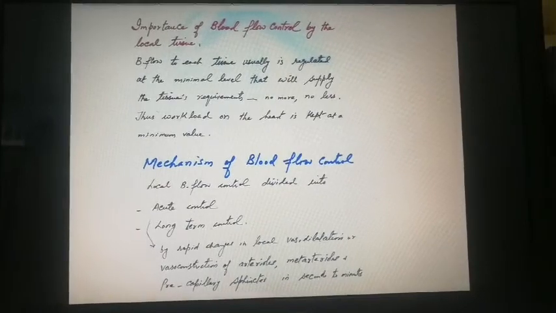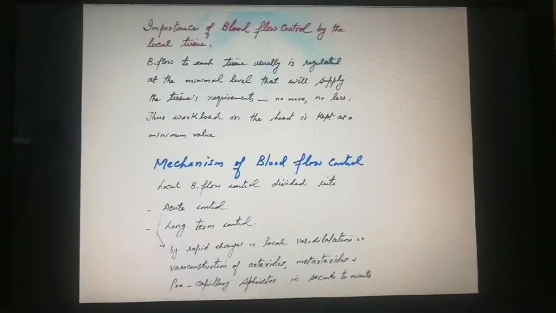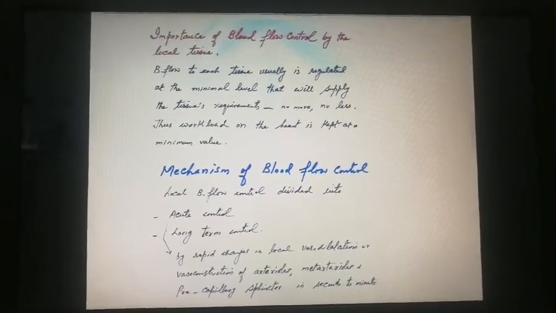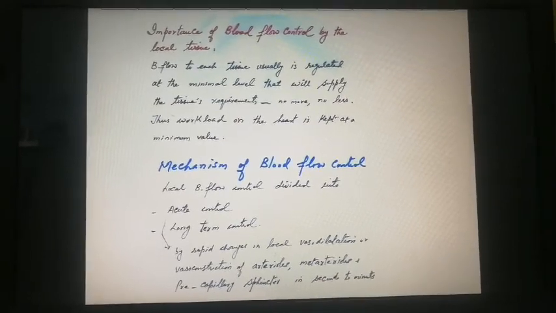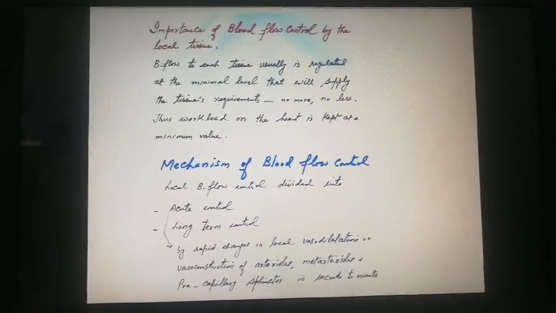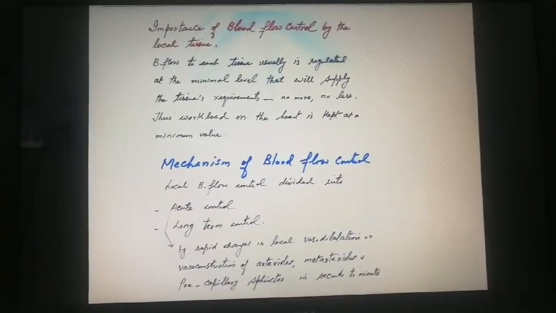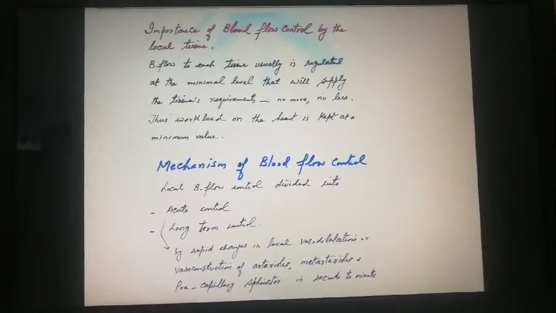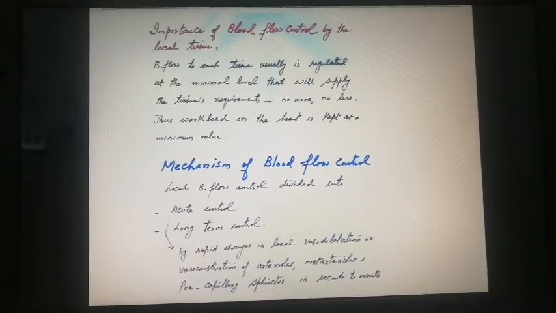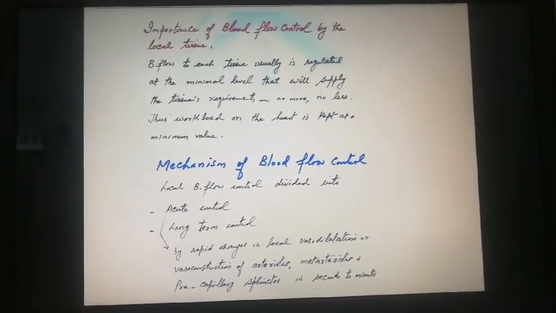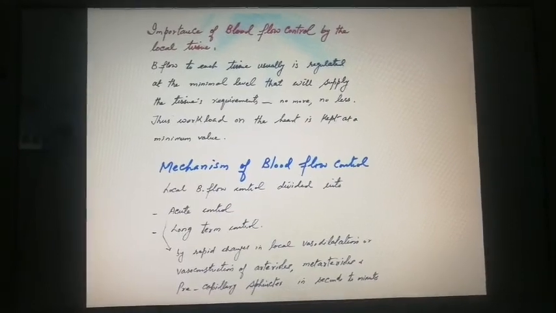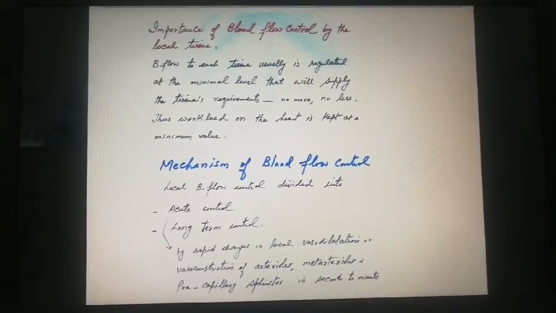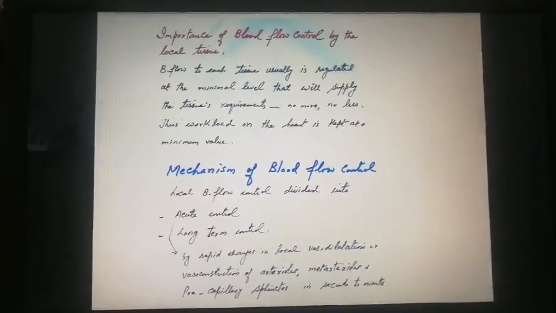Importance of blood flow by the local tissue. Blood flow to each tissue usually is regulated at the minimum level that will supply the tissue requirement, no more, no less. The workload on the heart is kept at a minimum level. So the blood supply to the tissue is accurately according to the tissue requirement. It is neither too much nor too little. It is at that level that the tissue requires.